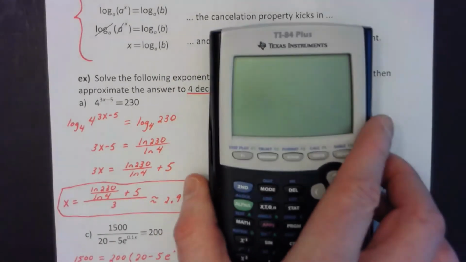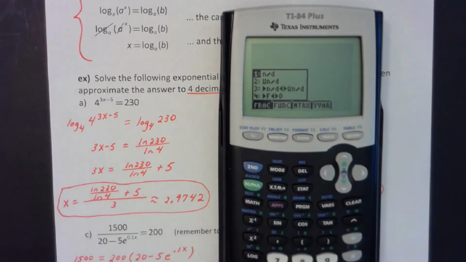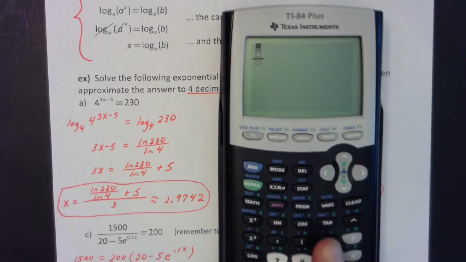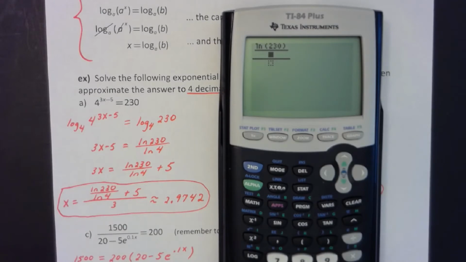Now, to show you how you would calculate that using your calculator, on the home screen here, I will put a fraction, alpha y equals, enter. And I even have a fraction inside the fraction, so I'll do that again. My first term is the natural log of 230. I'll close off that natural log. And we're dividing that by the natural log of 4. We're adding 5 to that fraction, and then we're dividing everything by 3. This should give me 2.9742 rounded to 4 decimal places. And it does. So, okay, no problem.